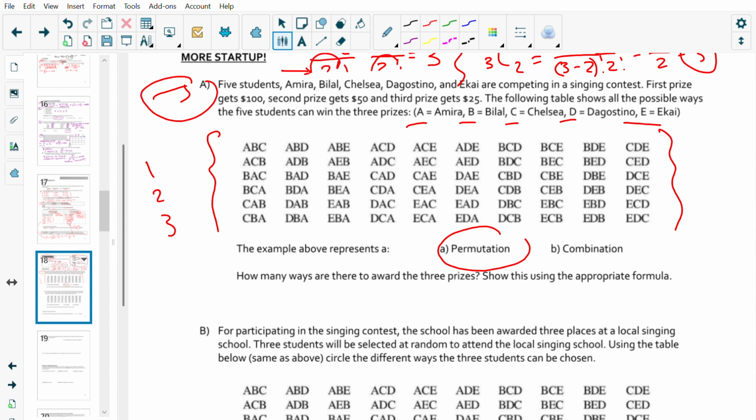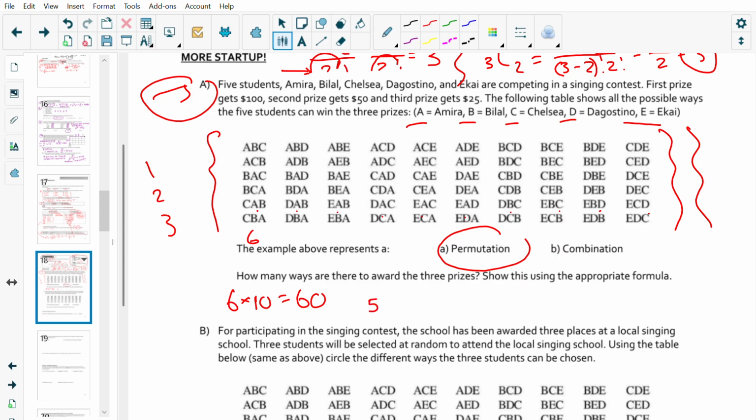How many ways are there to award the 3 prizes? Show this using the appropriate formula. Well, if you count all these, that's 10 in each row. Oops, sorry, that's 6 in each row. 1, 2, 3, 4, 5, 6, 7, 8, 9, 10. There is 6 times 10 equals 60 ways.